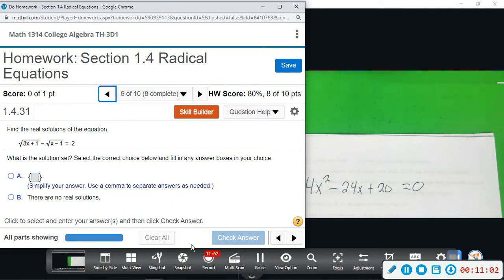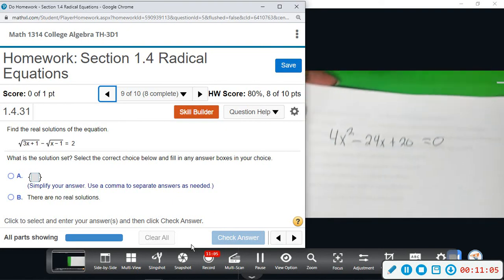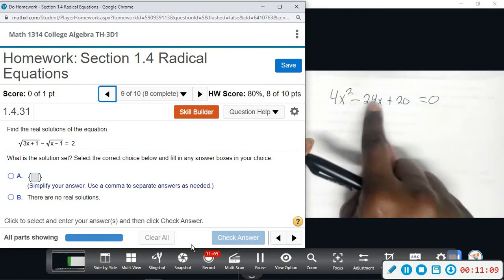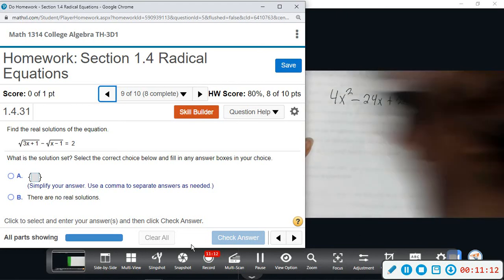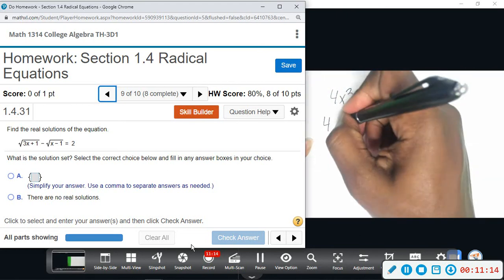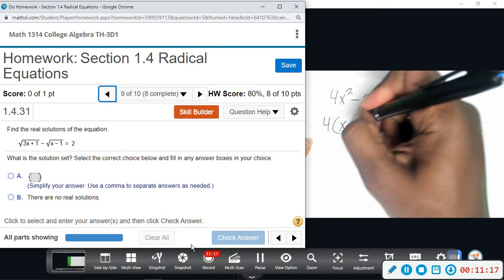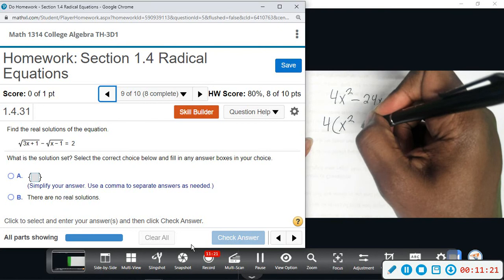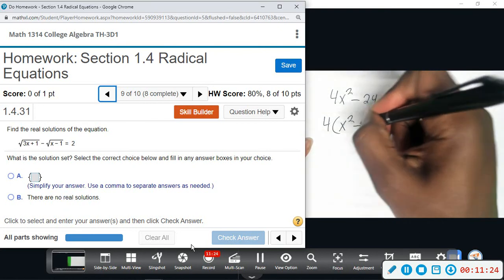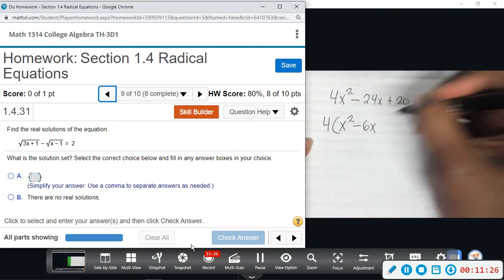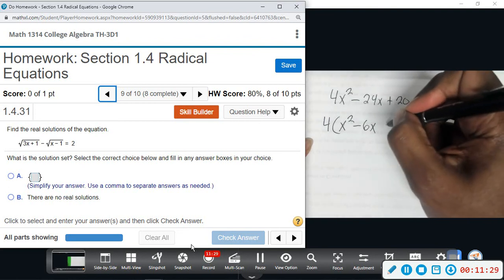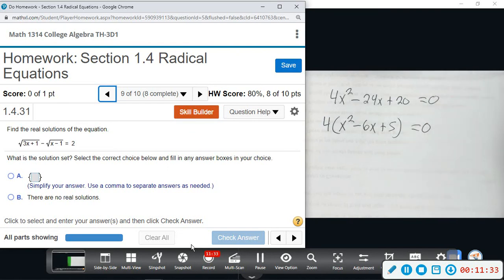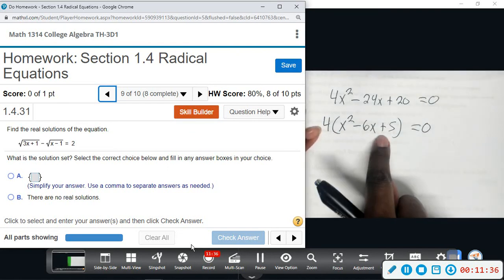Okay, with factoring, we want to, if possible, factor out the greatest common factor. So looking at all these terms, they are divisible by 4. So we can pull out a 4. So divide everything by 4, that gives us x squared. Divide by 4, this gives us minus 6x. Divide by 4 gives us a positive 5 equals 0. Alright, so now we have a smaller problem to factor.